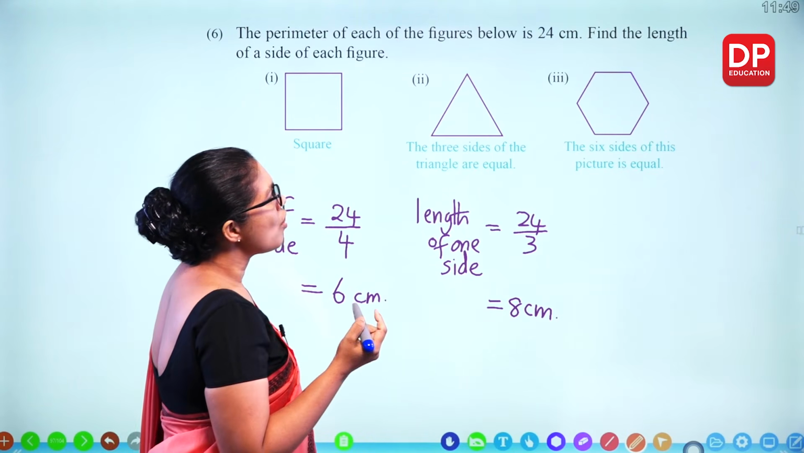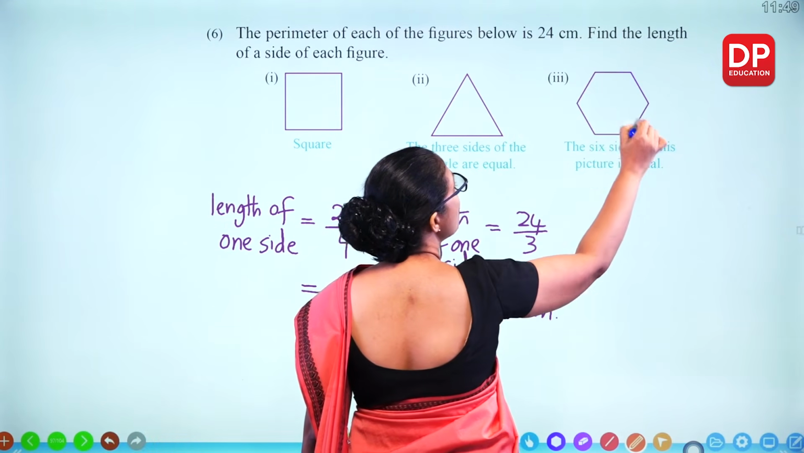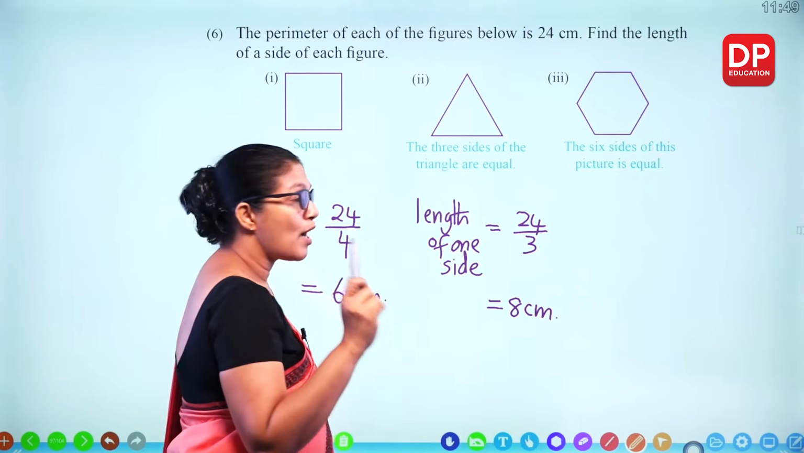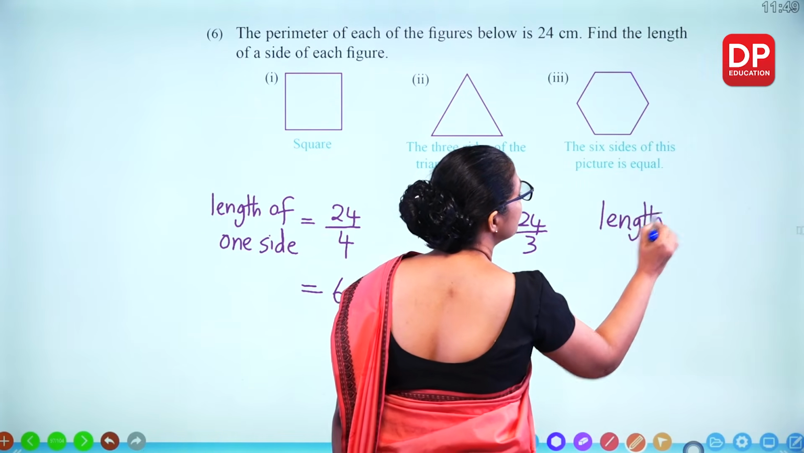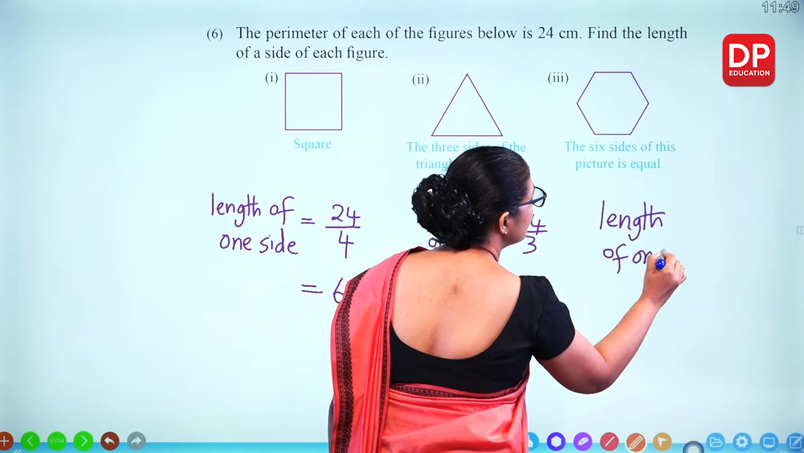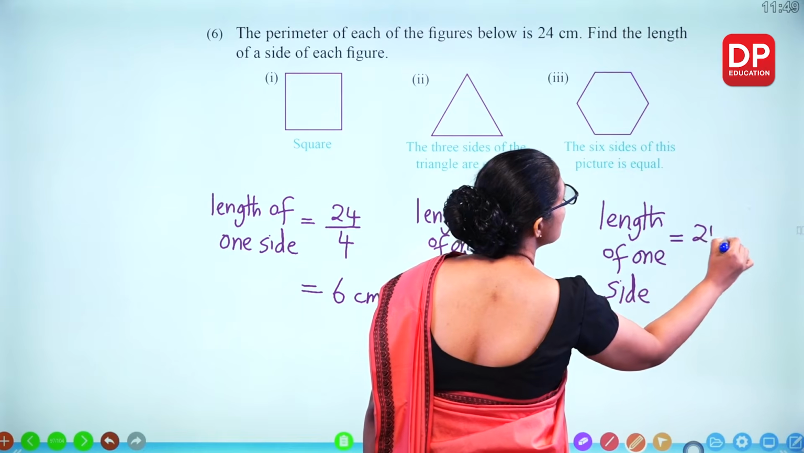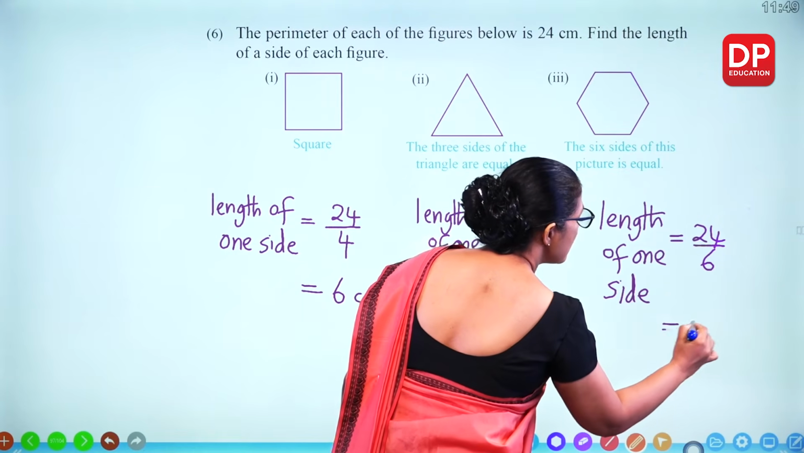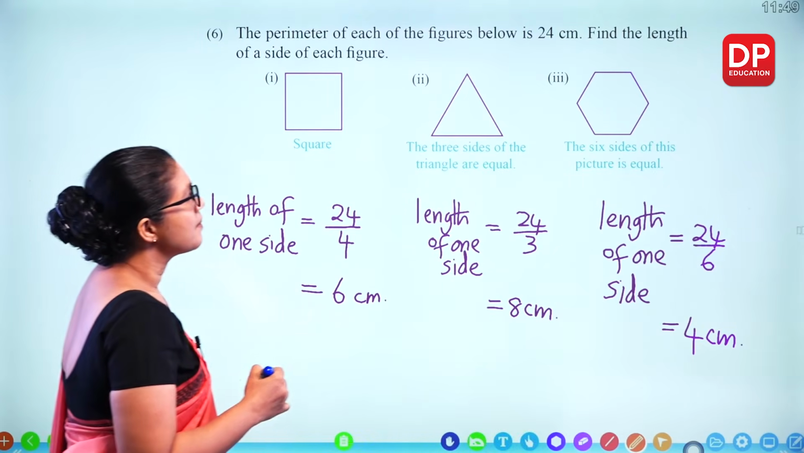The 6 sides of the picture are equal. So 1, 2, 3, 4, 5, 6. So how do you find the length of one side? You divide by 6 then. 24 divided by 6, you get 4 centimeters.